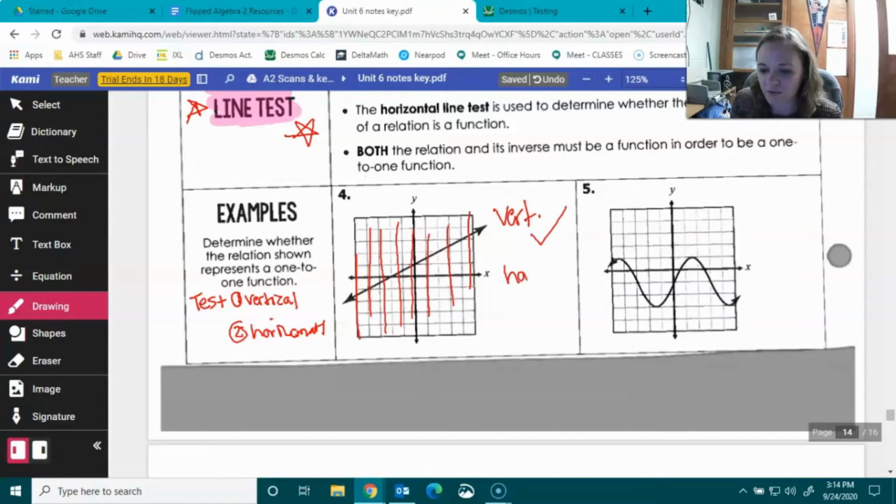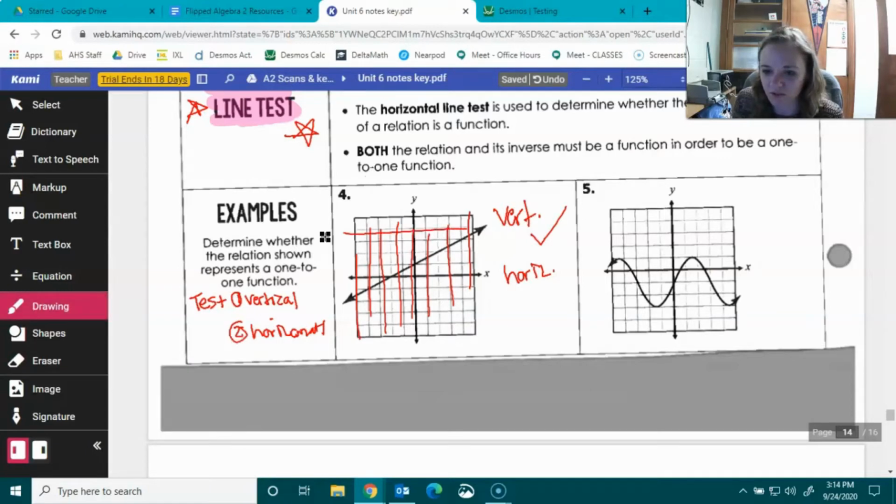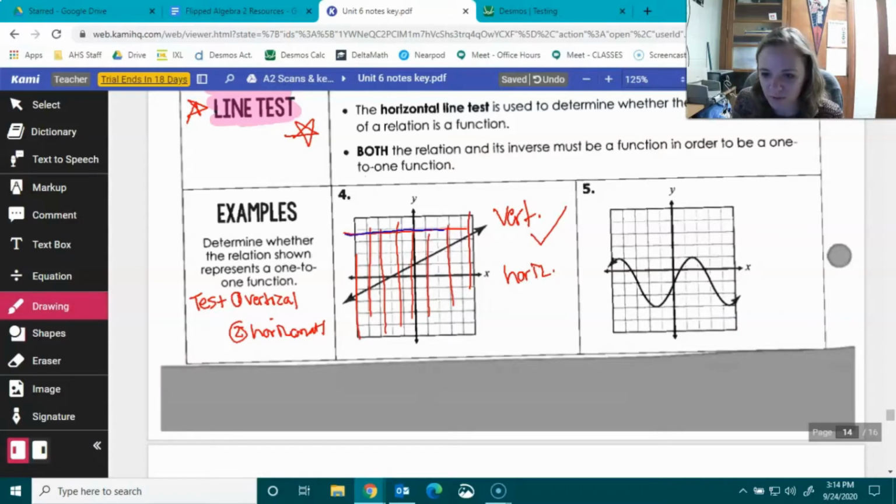Alright, now we're going to test the horizontal. So this time, I am doing horizontal lines. So do I cross? Oh my goodness. I was trying to get another color, people. Come on. Alright. Am I intersecting my line only one place at a time? Yeah. As I'm going through, same thing. I'm intersecting here, and here, and here on my horizontals. It's working out the same way. So yes, it passes the horizontal test. So answer to this one would be yes, it is one-to-one.